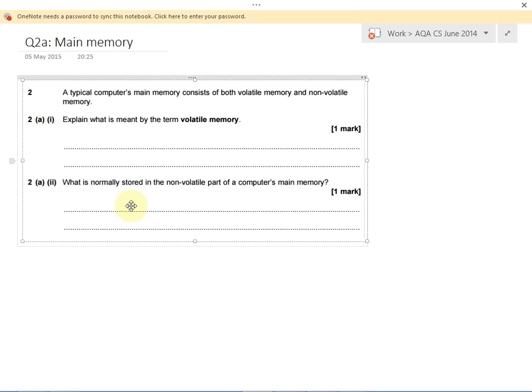So often that's the ROM that stores the BIOS instructions, the instructions that the computer has to follow as soon as it switches on. So you could talk about some of the operating system code. You could write BIOS, B-I-O-S, or the instructions that the computer loads when it switches on.